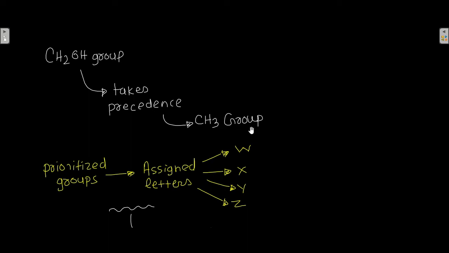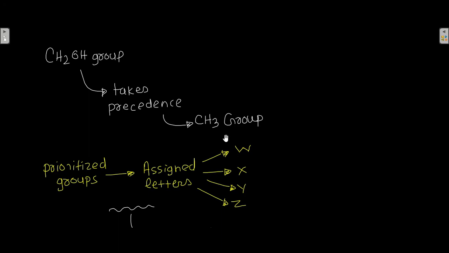The first atom is carbon, and here also the first atom is carbon. The next two are hydrogen in both of them, but the third one here is oxygen, and in this case it is hydrogen, so you give priority to oxygen, and that is how this CH2OH group takes precedence over the CH3 group.